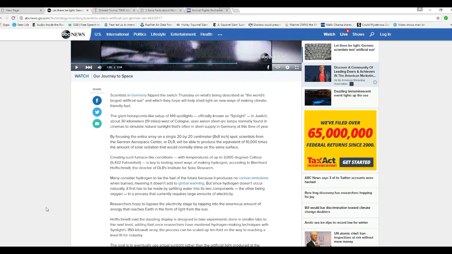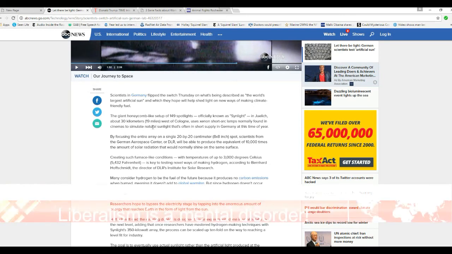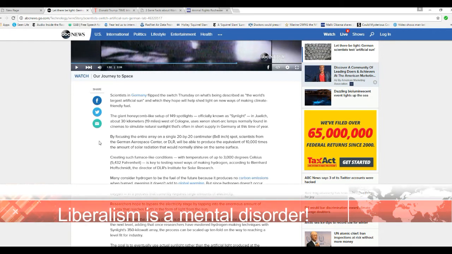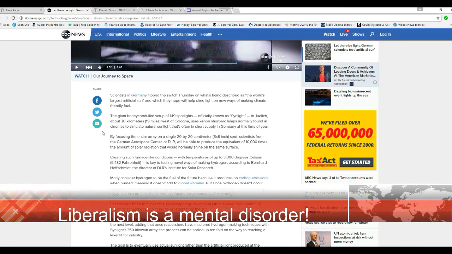scientists in Germany flipped the switch Thursday on what's being described as the world's largest artificial sun, which they are hopeful will shed light on new ways of making climate-friendly fuel. A giant honeycomb-like setup of 149 spotlights, officially known as Synlight, in Jülich, about 19 miles west of Cologne, uses xenon short-arc lamps normally found in cinemas to simulate natural sunlight that's often in short supply in Germany at this time of year.